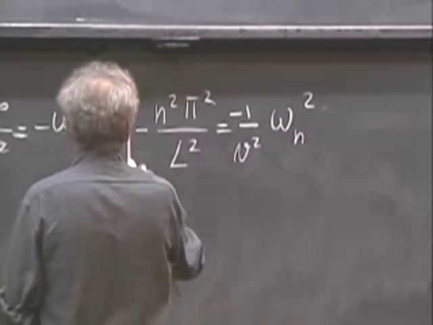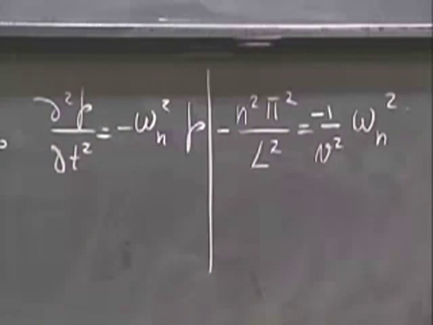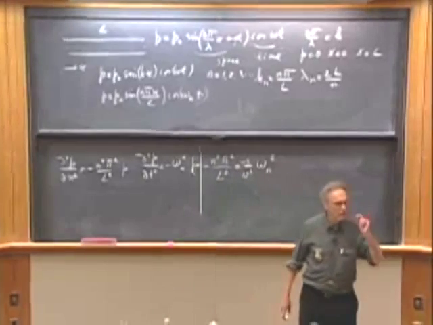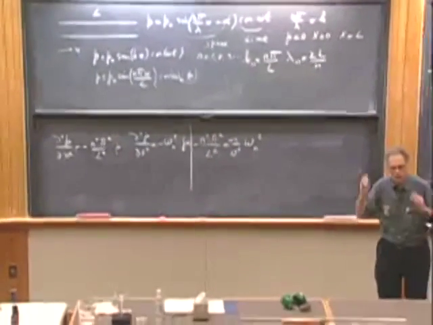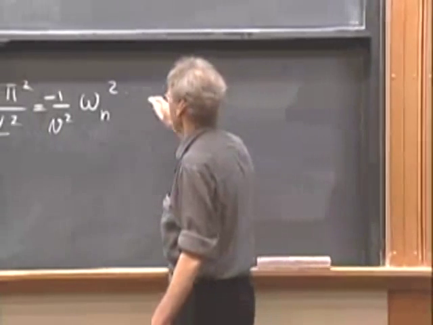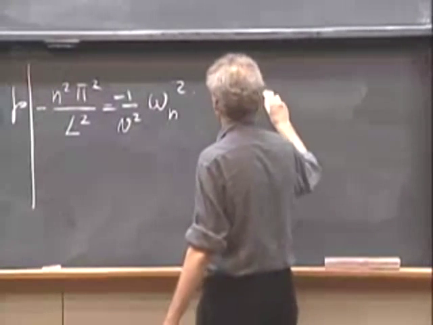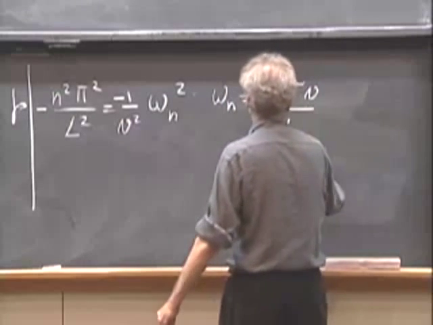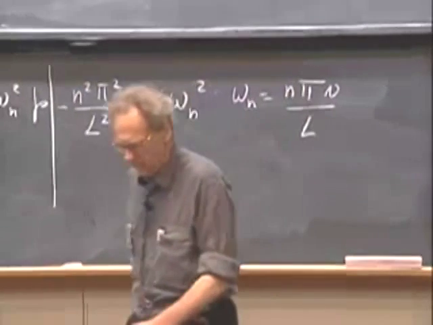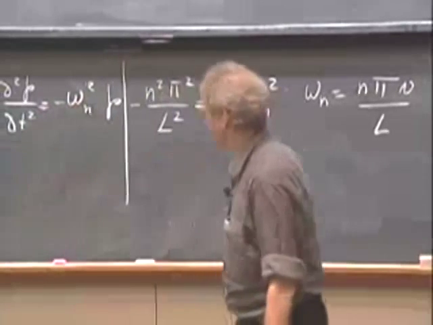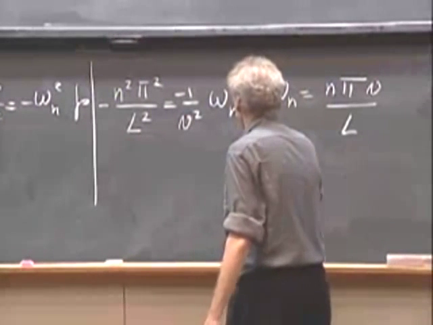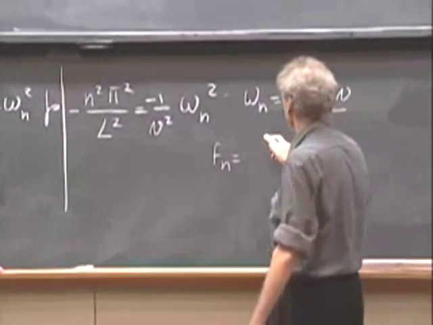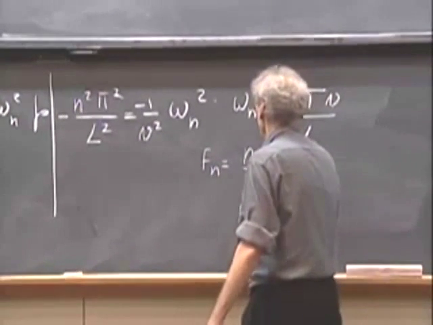So this is not connected. And so you see the solution for omega n just is being presented to you on a silver plate. Omega n is now n pi times v divided by L. That follows from the wave equation. And so if you prefer the frequency in hertz, then you have to divide this by 2 pi, so you get nv divided by 2L.